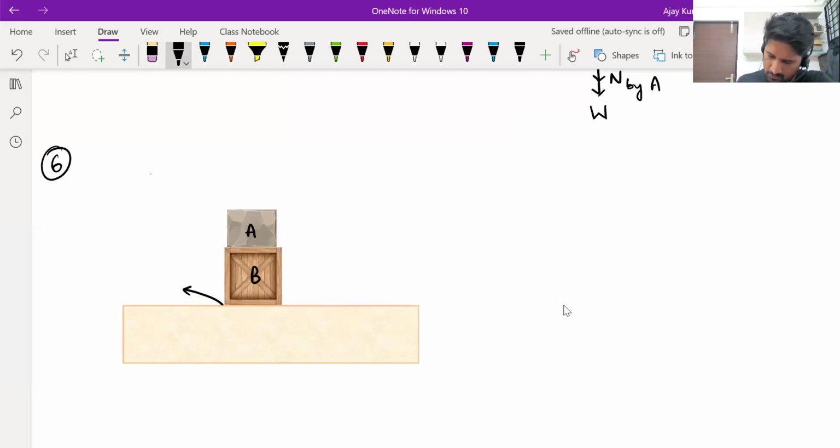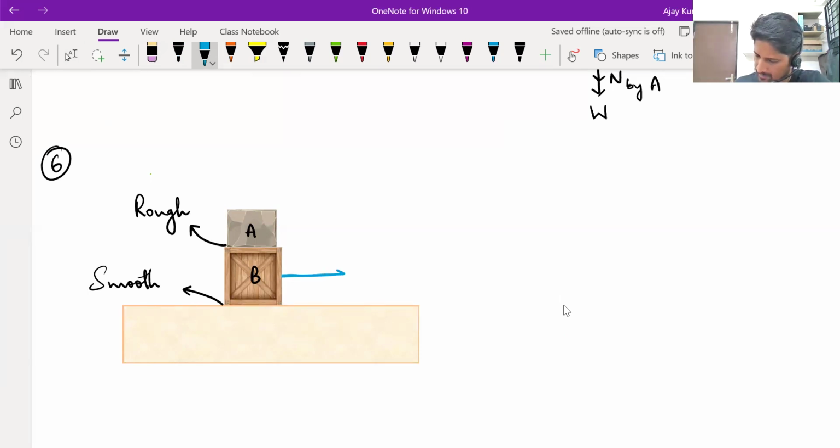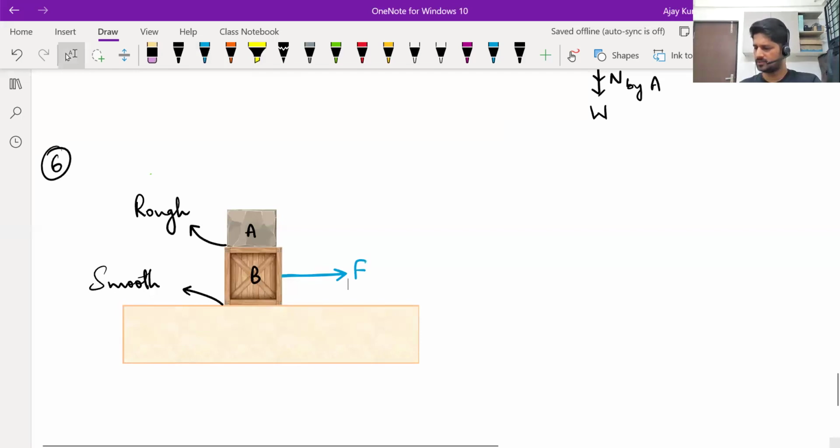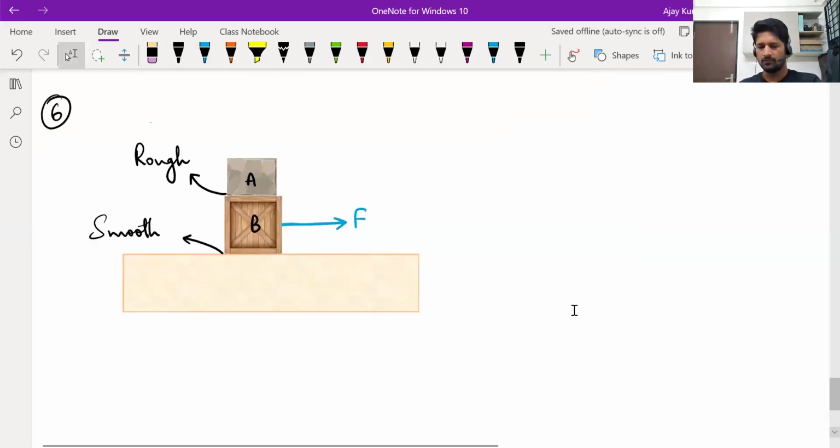Suppose the floor is smooth itself, but the surface between the two blocks is rough. And initially the system was at rest. You start pulling the lower block with some force. Use your imagination, all of you, and tell me what will or could happen to this system.